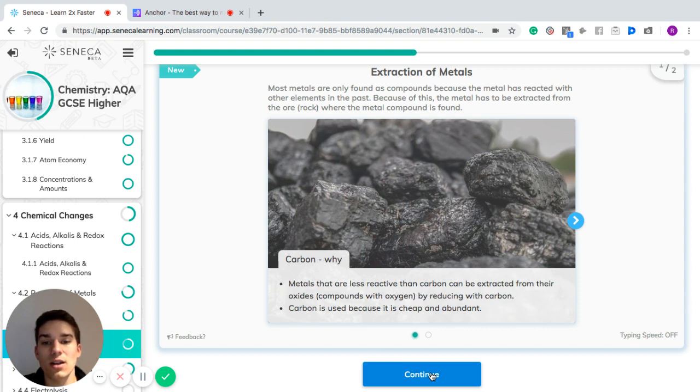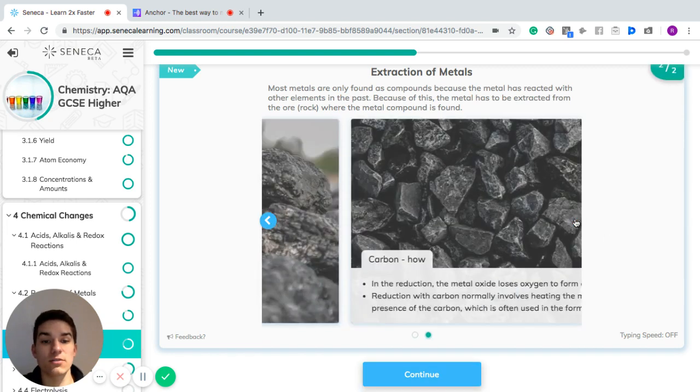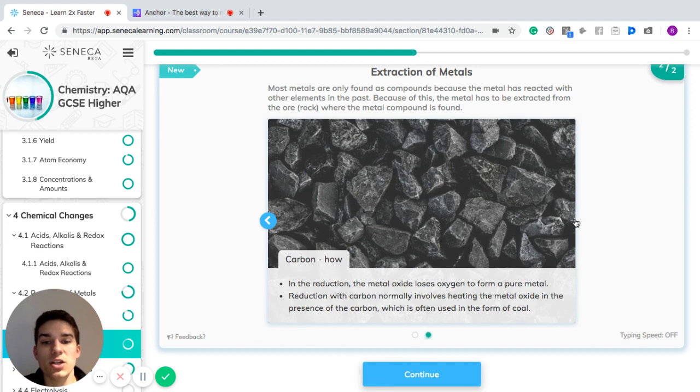Metals that are less reactive than carbon can be extracted from their oxides by reducing them with carbon. So if you react the metal that's less reactive than carbon with carbon, then it will be able to be extracted. And that's used because carbon is cheap and there's lots of it around. So the reduction of the metal oxide makes the metal oxide actually lose oxygen to form the pure metal.